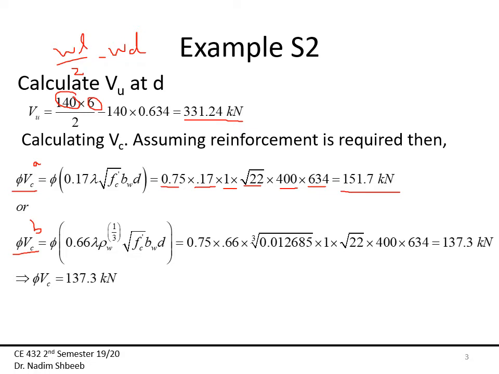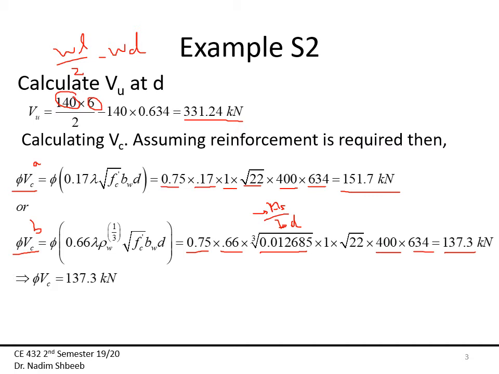Now, if I use equation B, I'm going to use phi 0.75, which is constant, 0.66, lambda is equal to 1. Now this right here is simply area of steel divided by B times D, which is my rho web. So the area of steel is going to be the area of the 4 Φ32. This is my 400 and D is my 634. So you will get this number right here, square root of 22 times 400 times 634, and here I'm getting 137.3 kilonewtons. So you can see there's some difference between equation A and equation B.